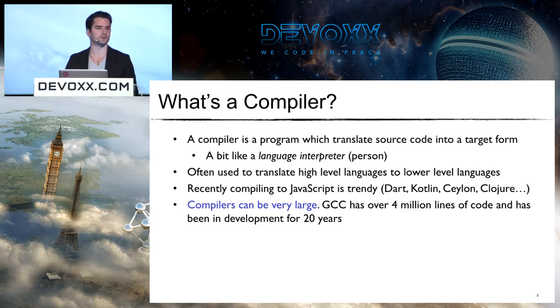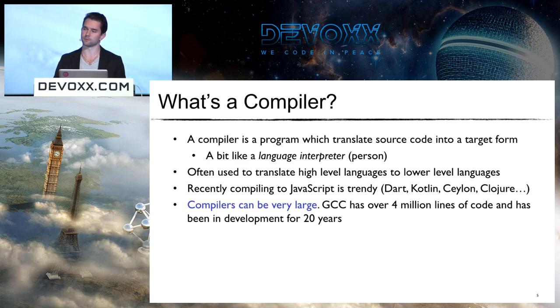So what is a compiler? A compiler is a piece of software that just takes a source form and converts it to a target form. The way I like to think about it, it's like a language interpreter, as in a person. In Belgium, we've got a little problem. People speak Dutch, people speak French, people speak English. So it'd be really nice if we had compilers to translate French to Dutch and Dutch to English. That's what a compiler does.